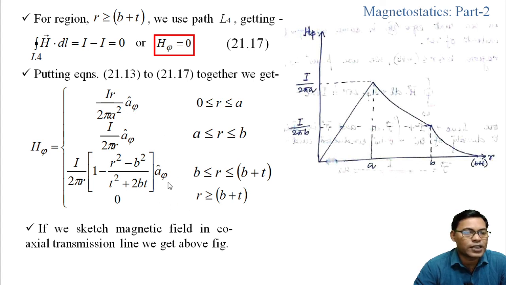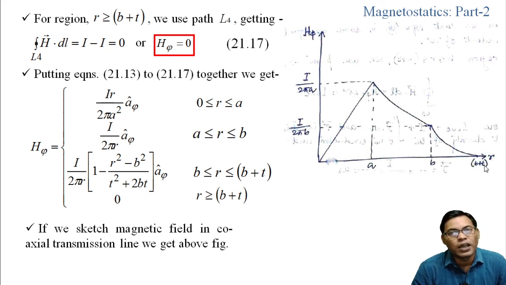And for the third case, H will decrease also. From this expression we can understand it will decrease, and it will be 0 after b plus t. So that is all about Ampere's circuital law and its application to calculate the magnetic field intensity provided the current distribution is symmetric in nature. Also, we have seen how easily we can calculate the magnetic field intensity if we consider the current distribution is symmetric.